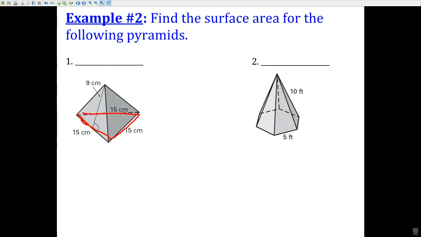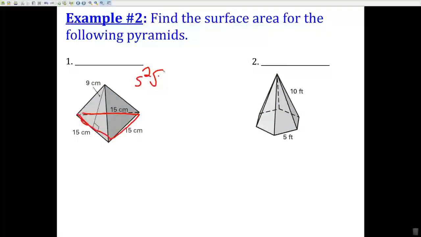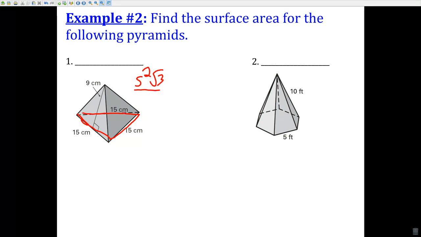An equilateral triangle area was actually s squared times root 3, divided by 4. That actually got you the area. So if you just did this, you'd be done. I'll show you the other way, but this is probably the fastest way of doing this. So I do 15 squared radical 3 divided by 4.